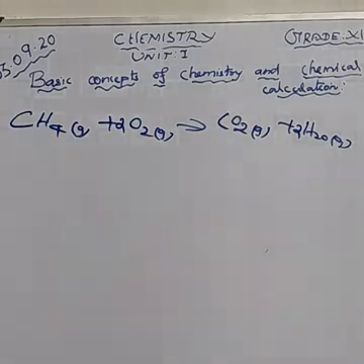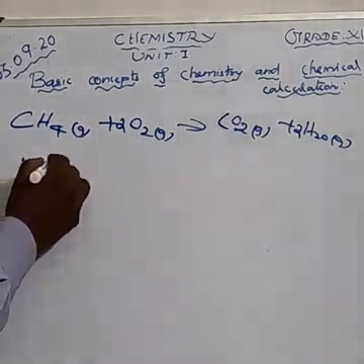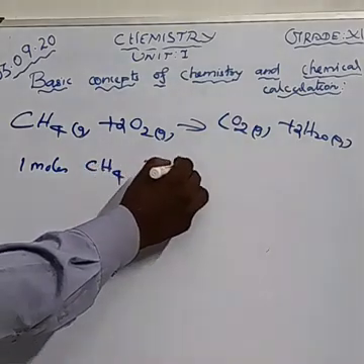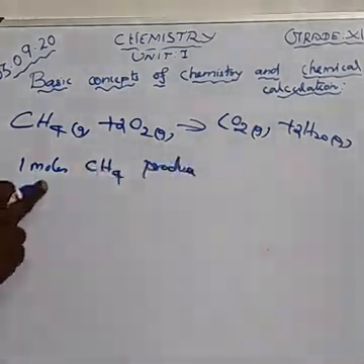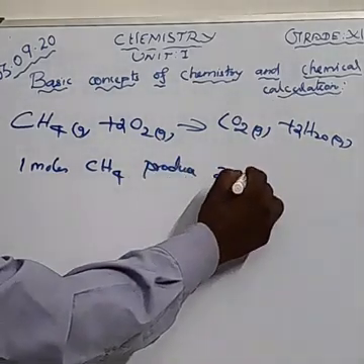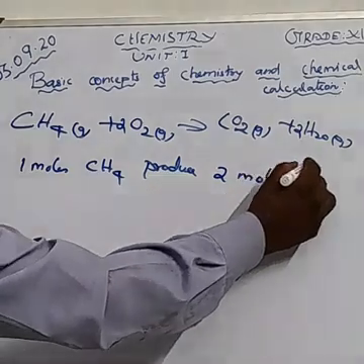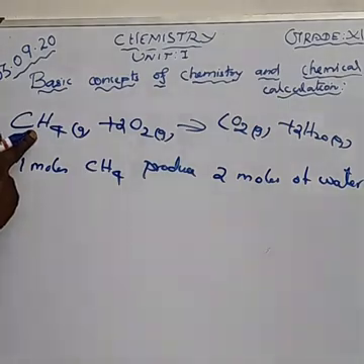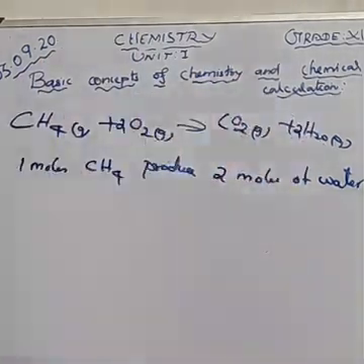As per the stoichiometric equation, combustion of 1 mole of methane produces 2 moles of water. That is, 1 mole of methane produces 2 moles of water.